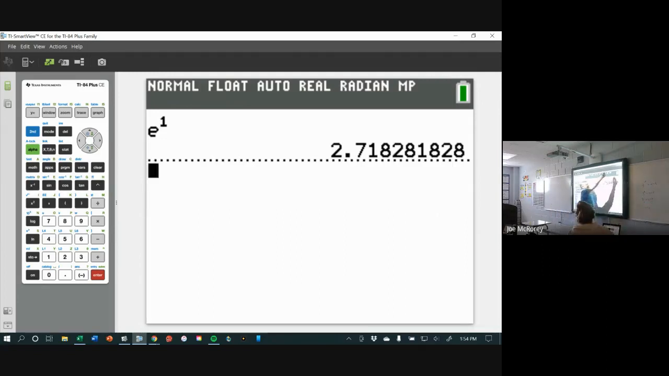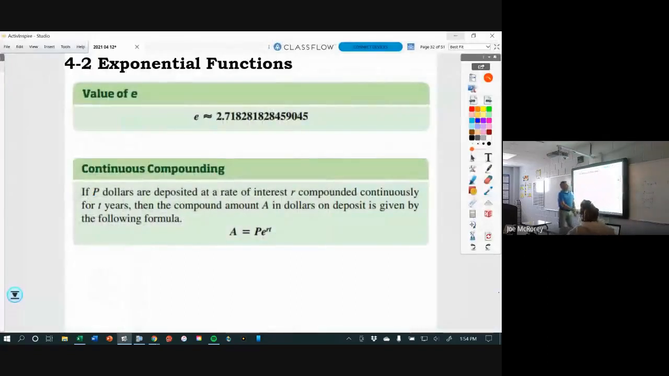Oh, I already got past that part. So the other one. 1828, 1828, 459045. I think it's still wrong. I think I wrote 1 8 2 8. It doesn't matter too much. Mine looks so long.